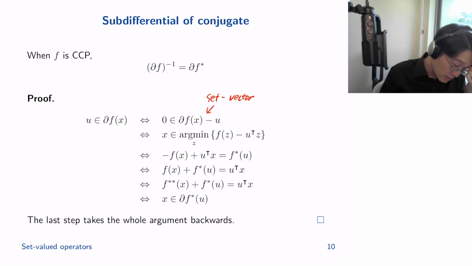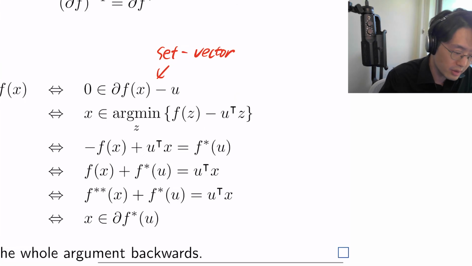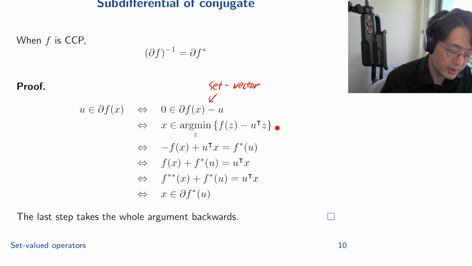If you think about this, it is equivalent to saying that x is an argmin of f(z) minus u transpose z. Why? Because if you take the subdifferential of this convex function, you get partial f, and then the z goes away, so you get minus u. So 0 being within this right-hand side is equivalent to the optimality condition of the optimization problem of minimizing this convex function.